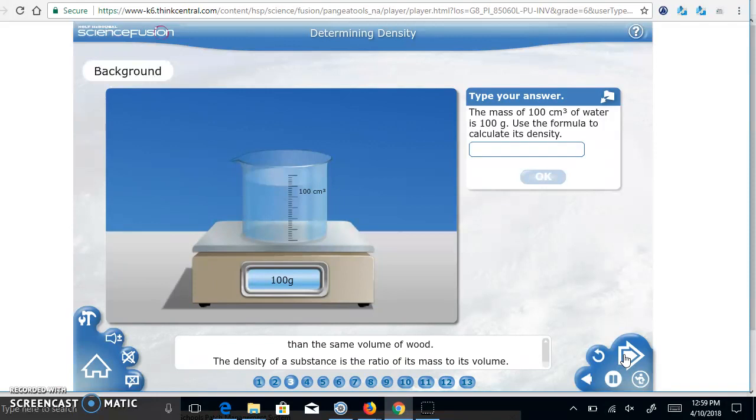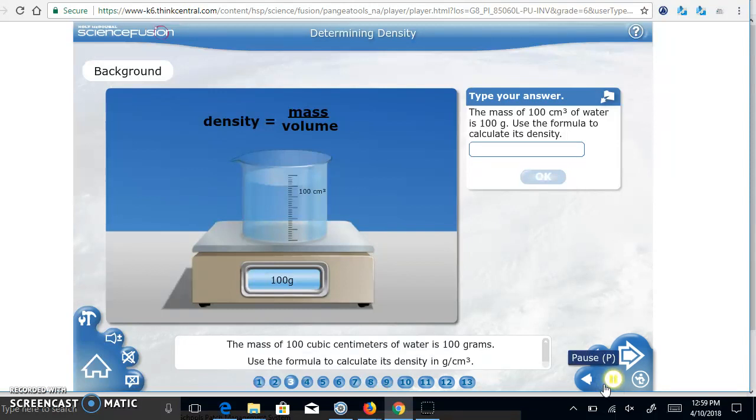The density is the ratio of its mass to volume. It is expressed in the following formula. Density equals mass divided by volume. The mass of 100 cubic centimeters of water is 100 grams. Use the formula to calculate its density in grams per cubic centimeter. Enter your answer in the box, then click OK.